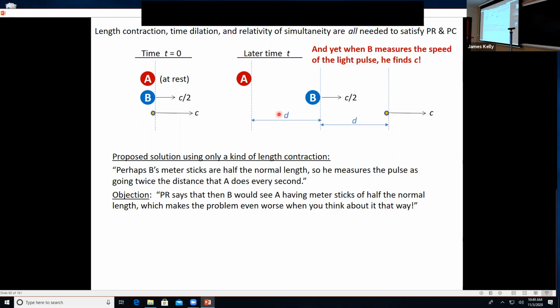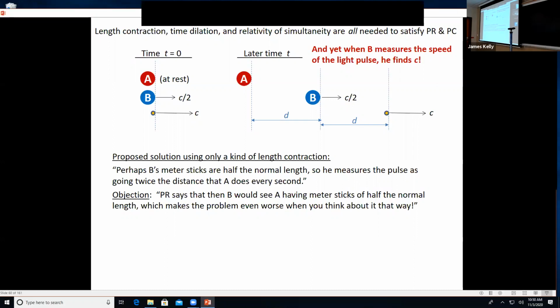For a lot of these things we've been considering, one effect is not enough. You might think superficially that maybe I could understand this race somehow: from A's point of view, B is moving at half the speed of light, and here's a pulse of light moving at the speed of light. It seems impossible that from B's point of view the pulse would be moving ahead of it at the speed of light, because it seems like it would be moving ahead at half the speed of light. You might superficially think that if I just have the length contraction, we're good.